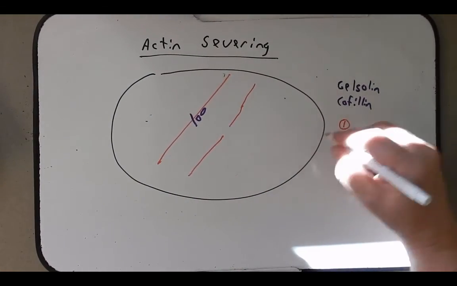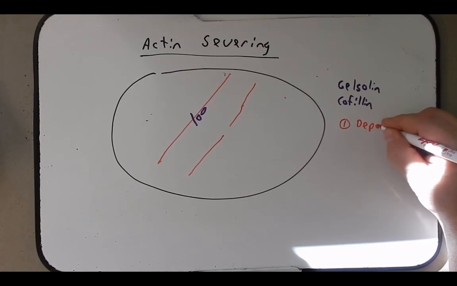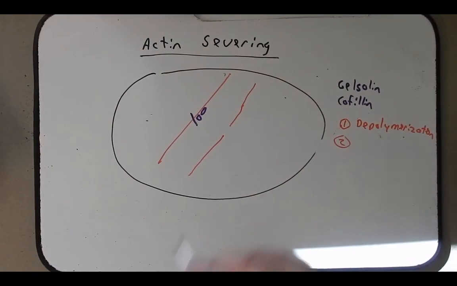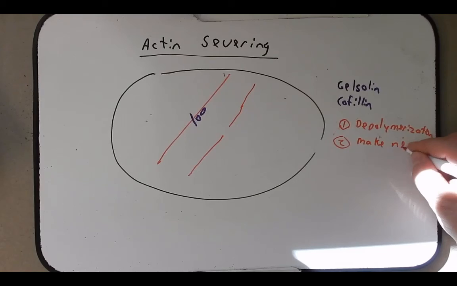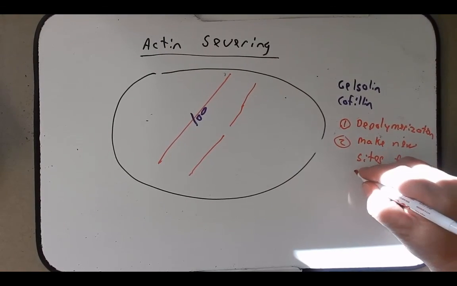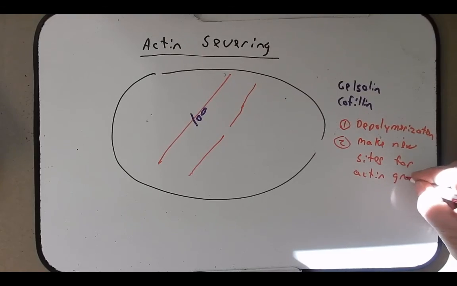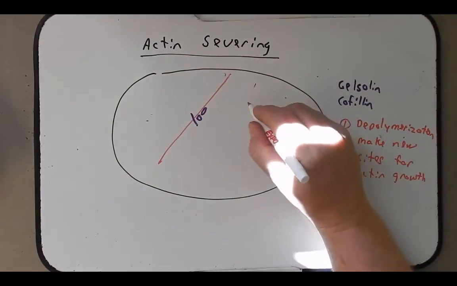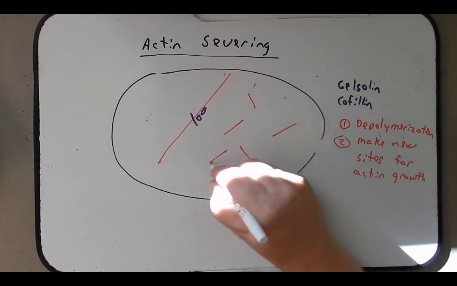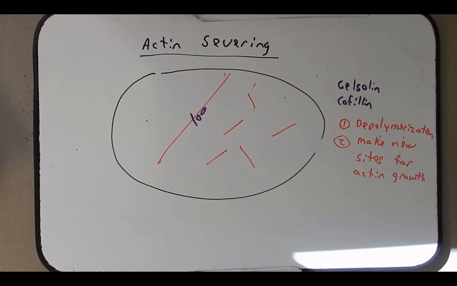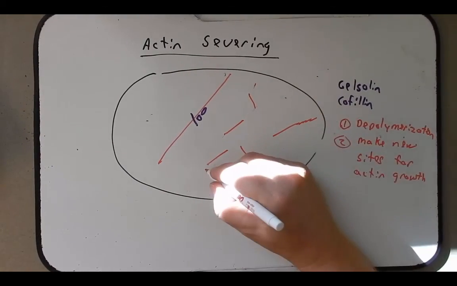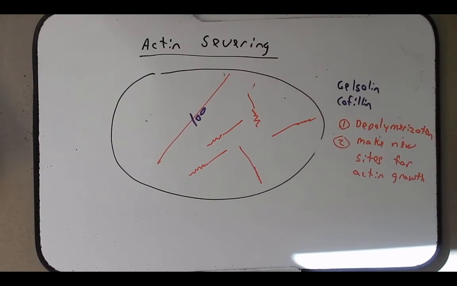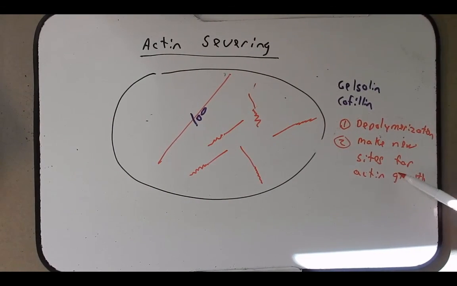So one of the purposes of doing this is for depolymerization. And the other role of cutting these actin filaments is to make new sites for actin growth or polymerization. So if it cuts them up at multiple places, you can imagine having this pool of smaller actin filaments. And if the capping proteins are removed, you can imagine how we could have new growth of these severed actin filaments. So it has a role in depolymerization and a role in creating new sites for new polymerization.